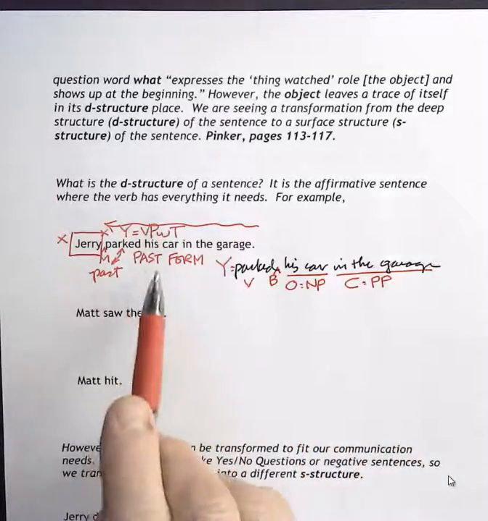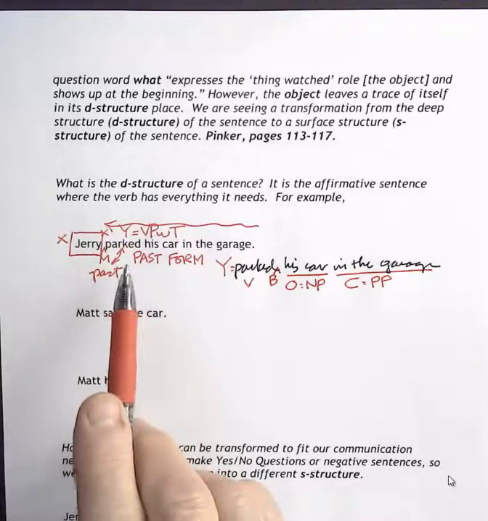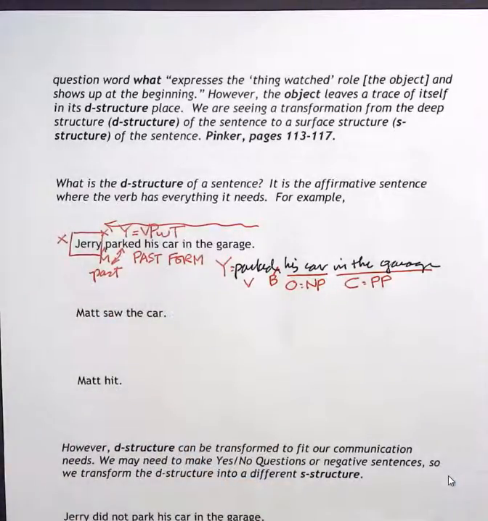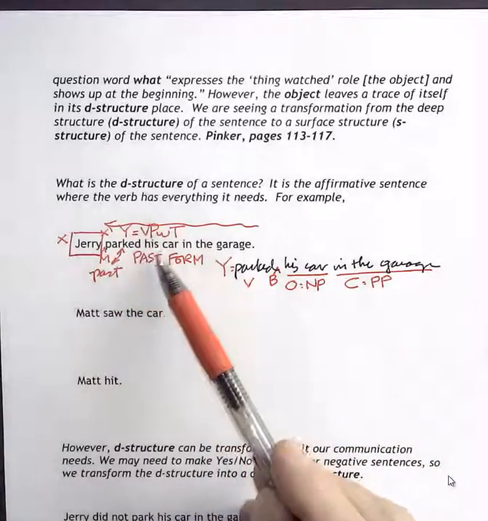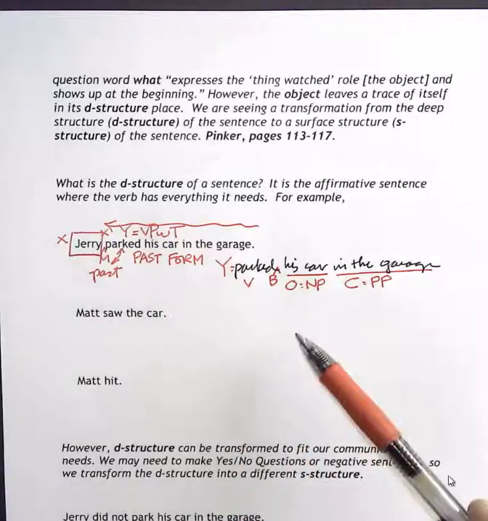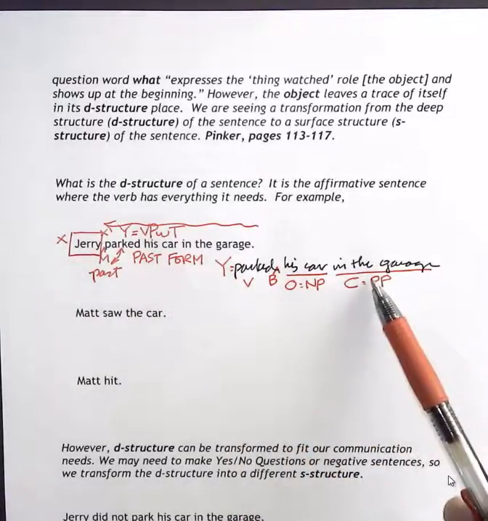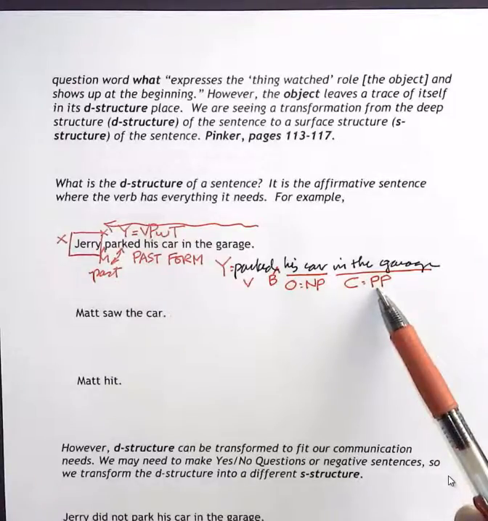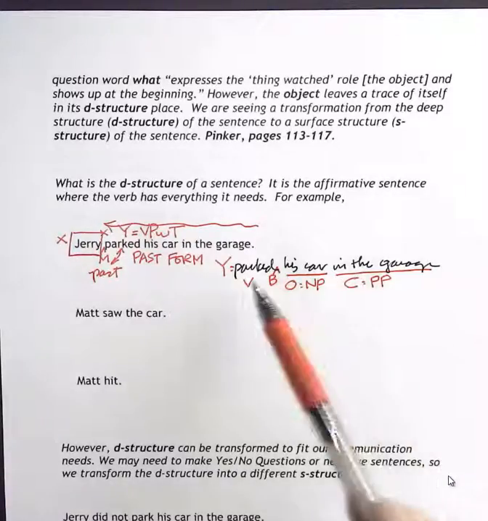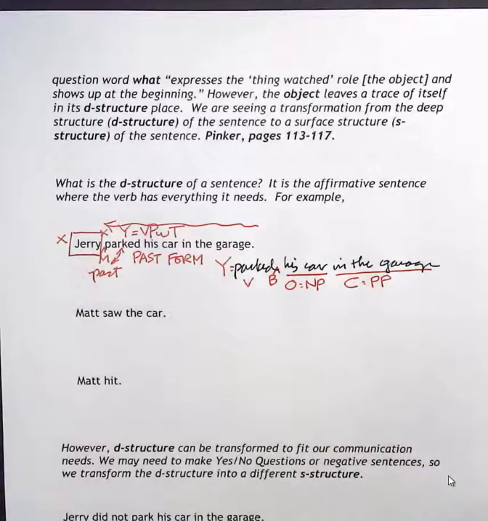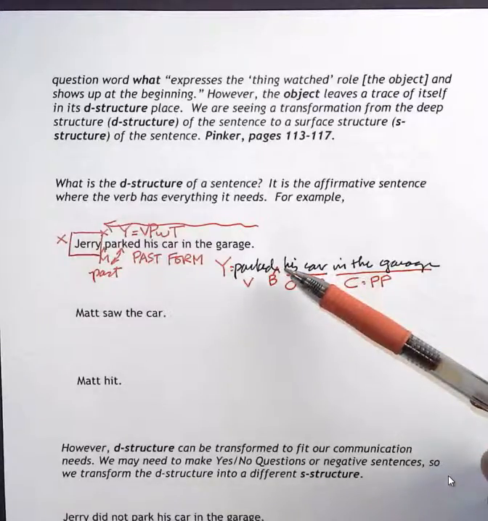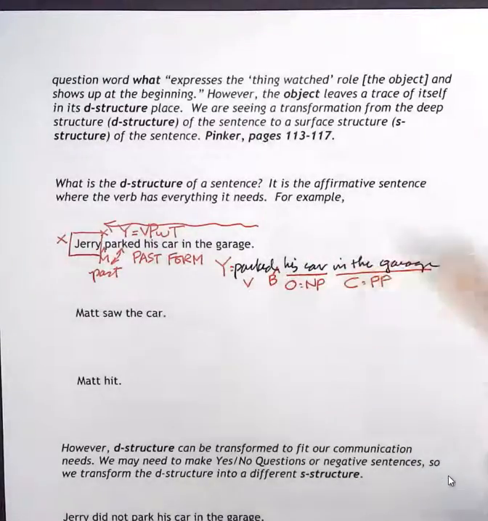And this is an affirmative sentence, and the verb parked has everything it needs. It needs a subject, it has Jerry. A verb parked, it needs some object, it has that, the car. And it needs a place, usually with the prepositional phrase. And so the verb parked has a subject, has an object, has a complement. It has everything it needs. This is an affirmative sentence. It's the deep structure of the sentence. Now, in the next sentence, let's see what that looks like.